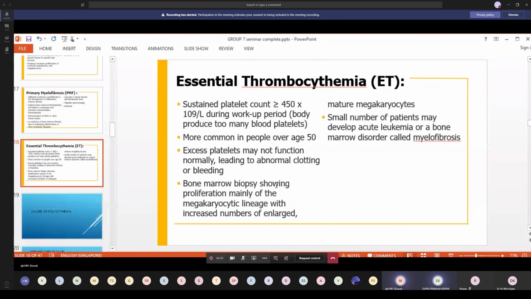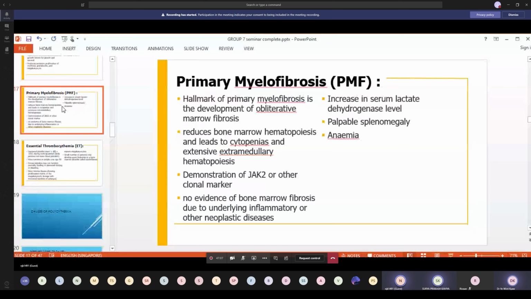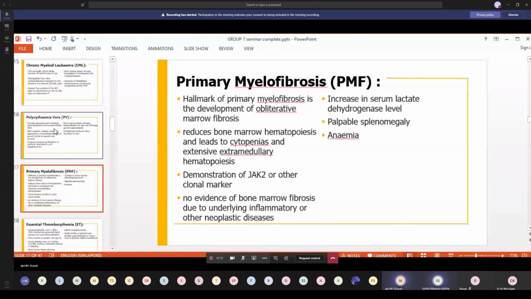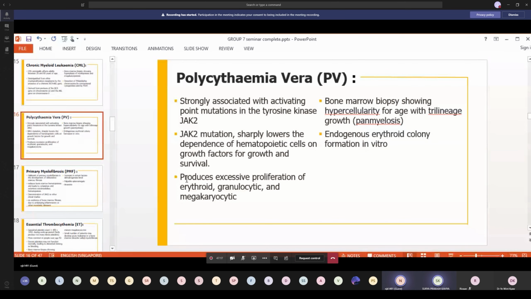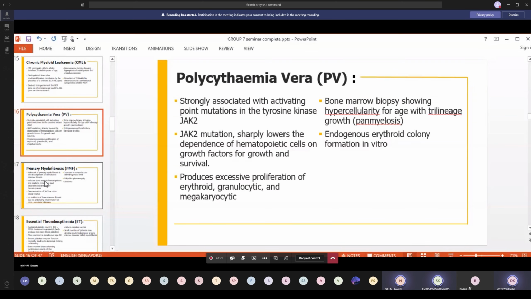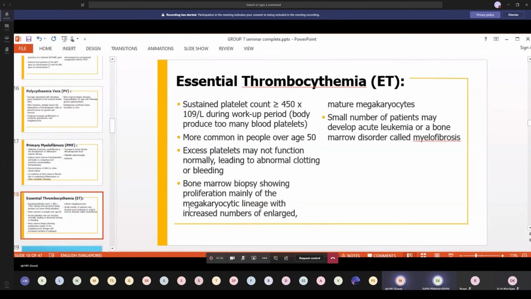So bone marrow biopsy, again, shows proliferation mainly of the megakaryocytic lineage, with an increased number of enlarged mature megakaryocytes. Remember just now PMF? For PV, it involves erythroid, granulocytic, and megakaryocytic lineages. But for ET, it only involves the megakaryocytic lineage.